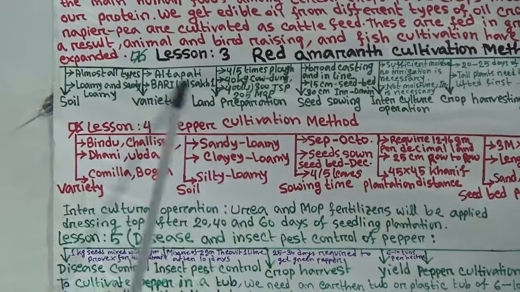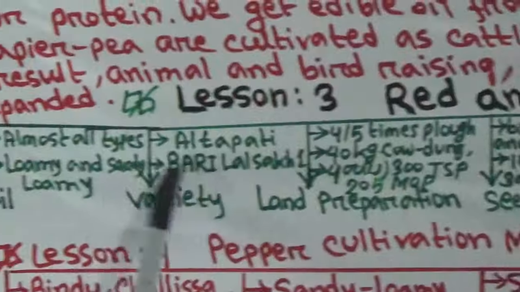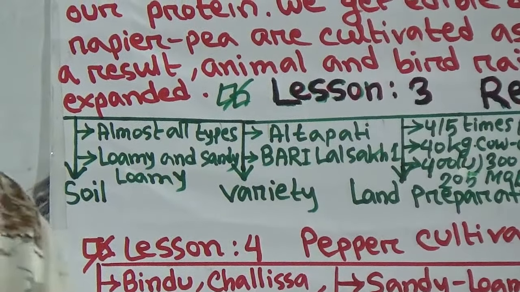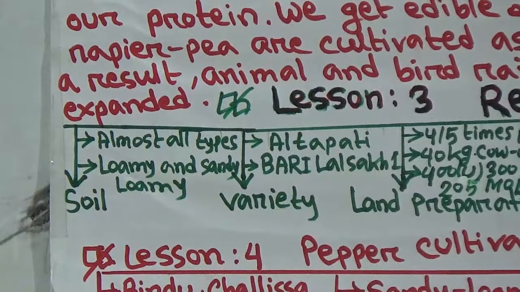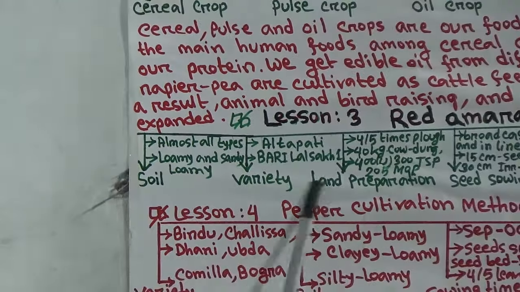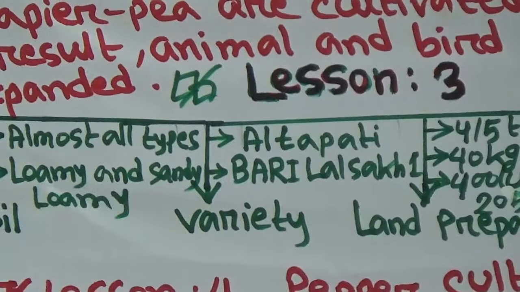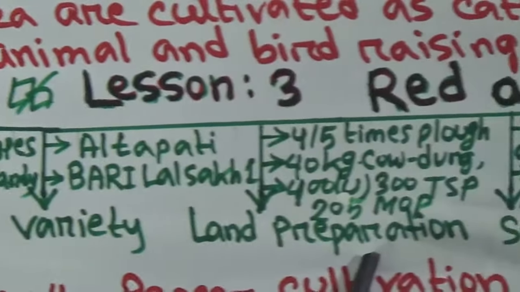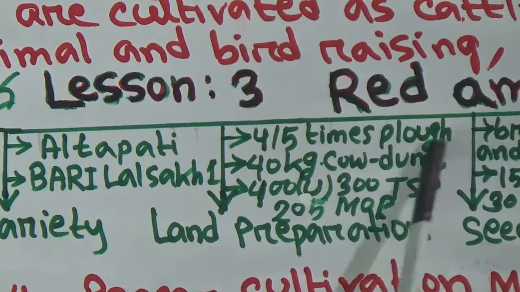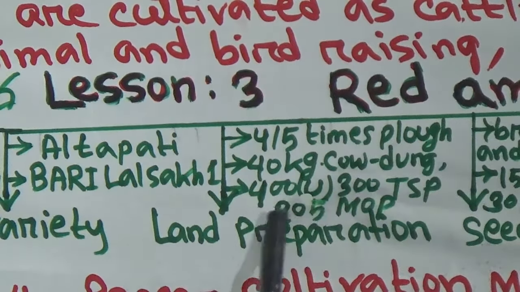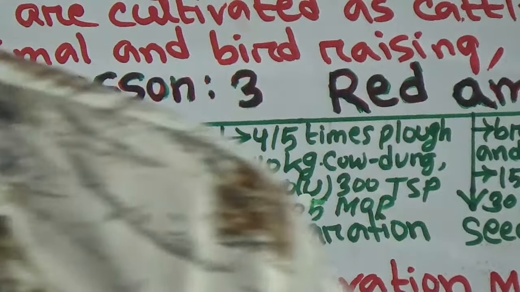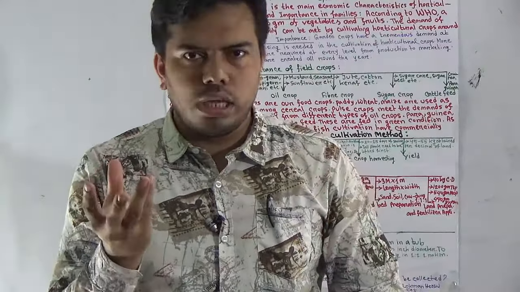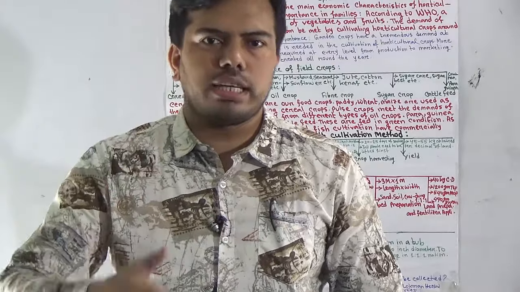Red amaranth cultivation. We are talking about red amaranth cultivation. First of all, we have done our selection of soil. Next, variety of red amaranth. The variety of red amaranth should be two types. Number one is Altapati and second one is Bari Lal Shak. Okay, next go to land preparation. To cultivate red amaranth, your land should be prepared. As the seed of red amaranth is very little, that's why the soil should be loosened by plowing again and again.